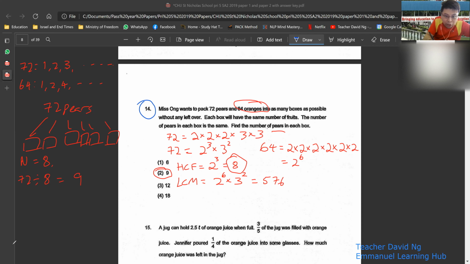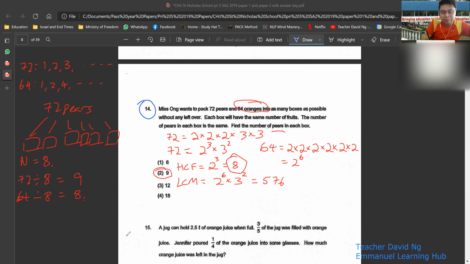Who cares about the orange? Understand? Correct or not? Of course, you'll be tempted to find out how many oranges are there in each box. Simple, 64 divided by 8, because there are 8 boxes. But the question is asking for pairs. So for the sake of completion, I divide by 8, I got 8.